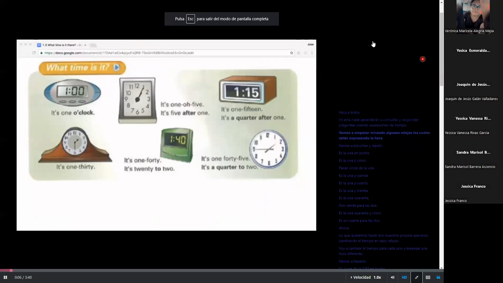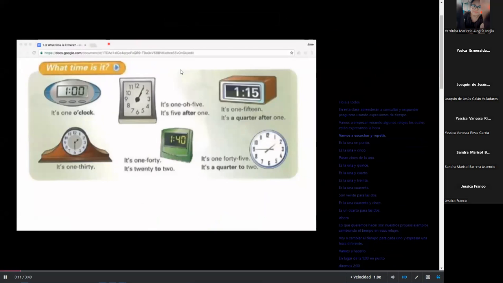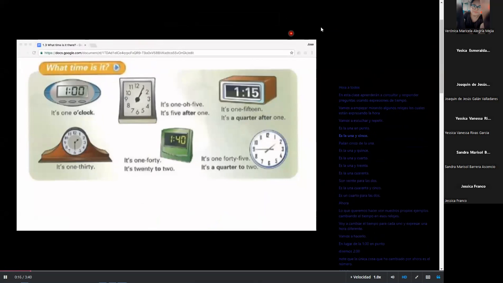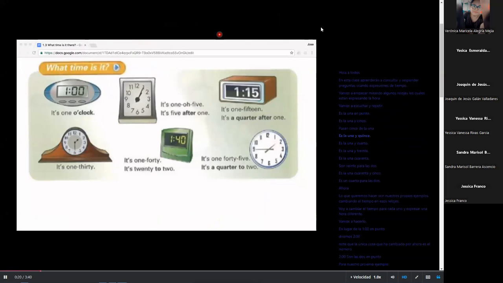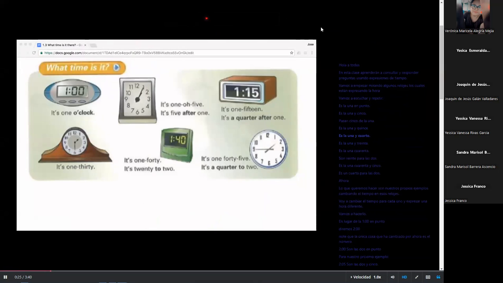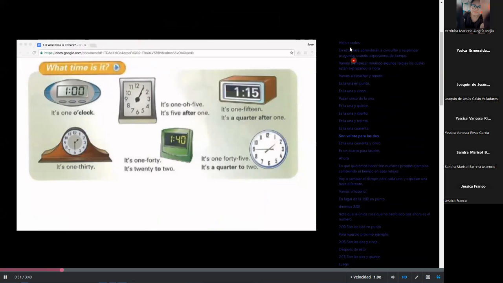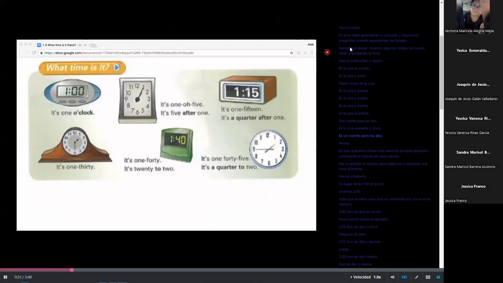Time expressions. Let's get started by looking at some clocks which are expressing the time. Let's listen and repeat. It's 1 o'clock. It's 1:05. It's 1:15. It's 1:30. It's 1:40. It's 1:45.